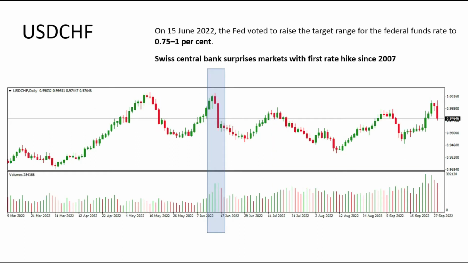And I will just give you one example of how it's not so simple. As you know, we'll monitor June of this year, 2022. We had two economic triggers almost on the same day. On June 15, 2022, the Fed voted to raise the target range for the federal funds rate to almost 1%. On the contrary, in Europe, the Swiss central bank surprised the market with the first rate hike since 2007. So we have an interest rate increase in the US dollar and in the Swiss franc.